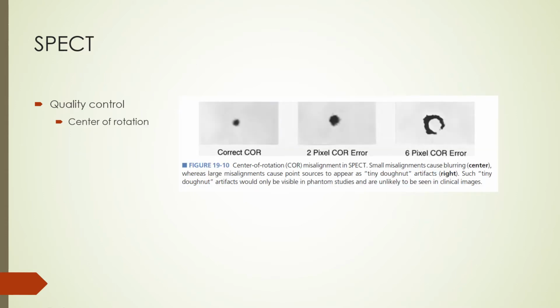When SPECT images are acquired, the camera rotates about the patient while acquiring projection data. If a source of radioactivity in the patient is imaged incorrectly in the image matrix for different views, it will appear as a ring in the final image.